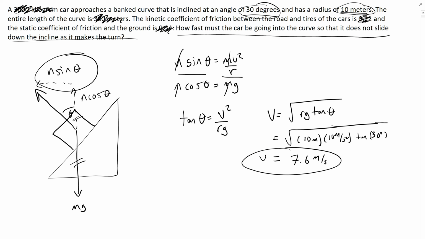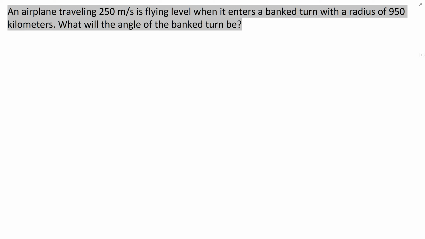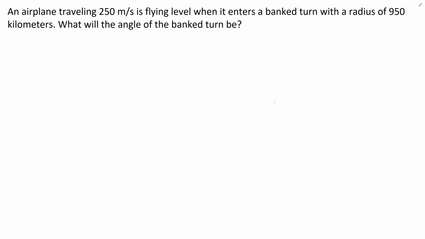Okay, now let's talk about a problem that doesn't actually use a bank for this angled force. Instead, we're going to have an airplane. Here you have an airplane traveling 250 meters a second, flying level when it enters a banked turn with a radius of 950 kilometers. What will the angle of the banked turn be? Actually, you know what? This 950 kilometers is going to give us an absurd angle. That's like a fraction of an angle. Let's just go ahead and say 9,500 meters, so 9.5 kilometers. That's the radius that you want.